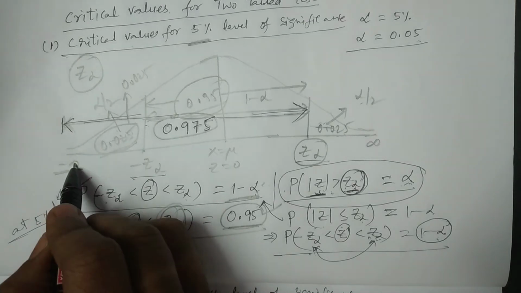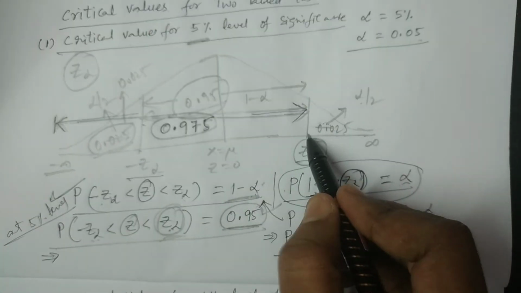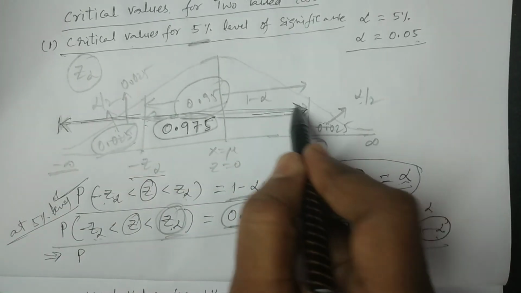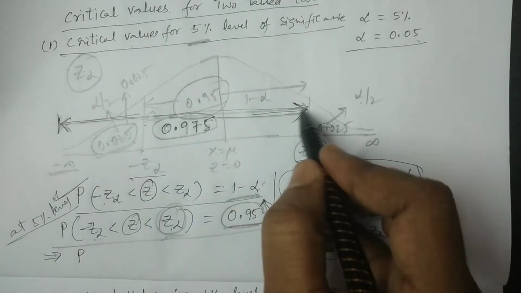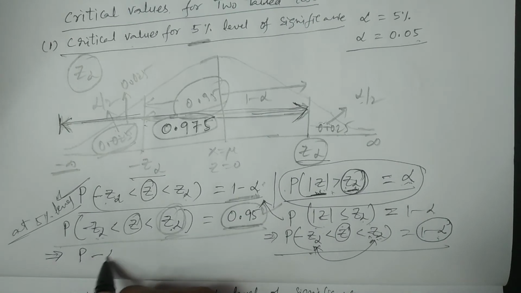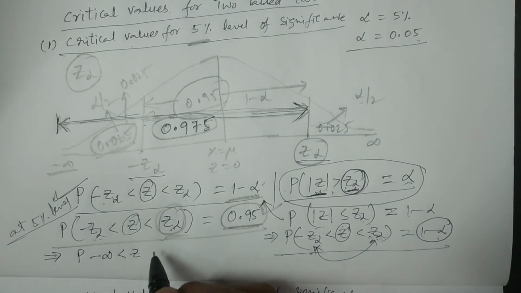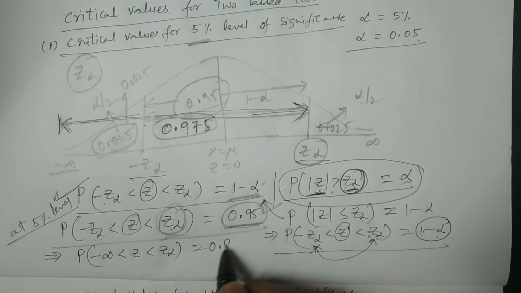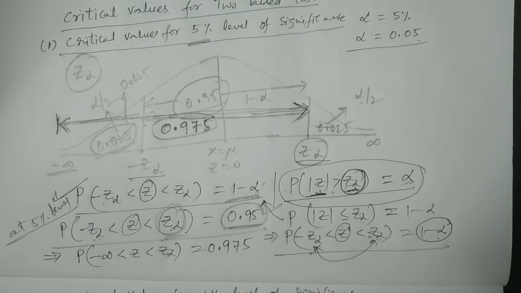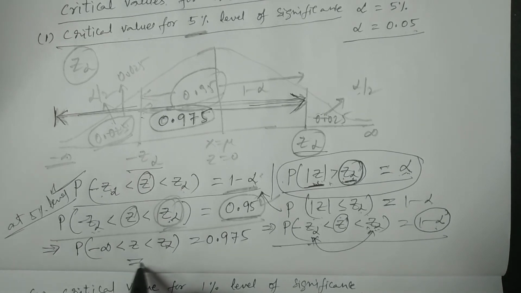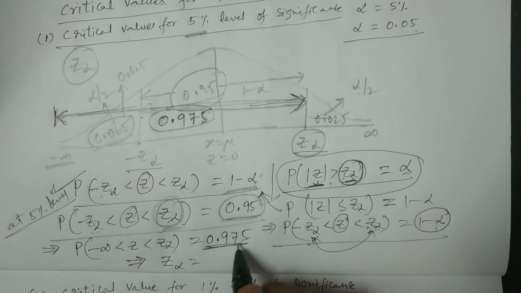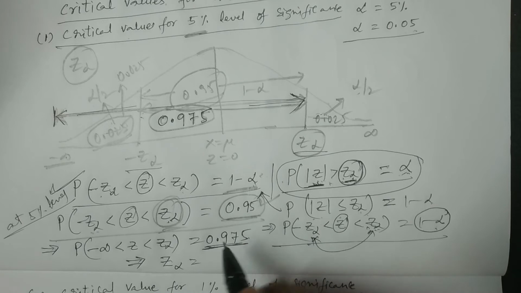So from minus infinity to Z alpha, I am writing here the equation. Whatever I represent with this arrow mark, this area, I am representing here: probability of minus infinity less than Z less than Z alpha is equivalent to 0.975. So from this, from the standard normal tables, we get the Z alpha corresponding to 0.975. This is the area.